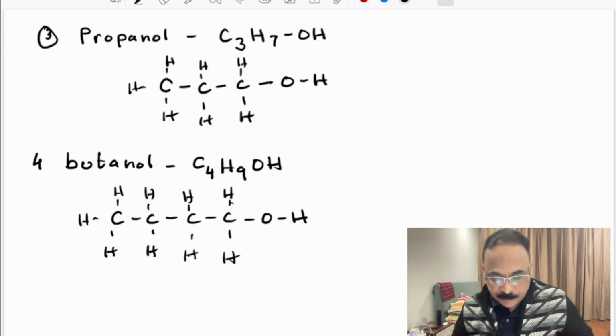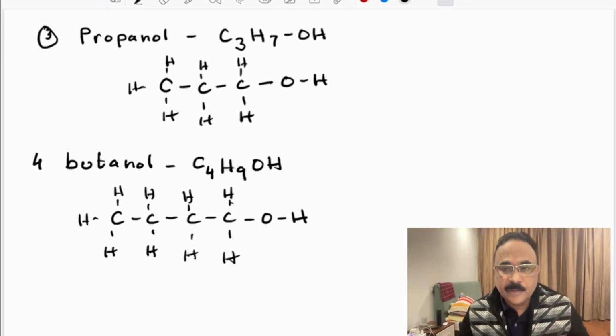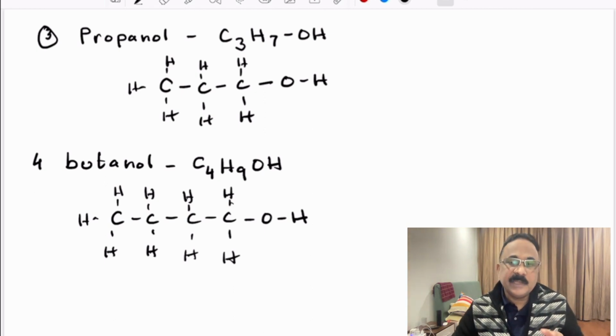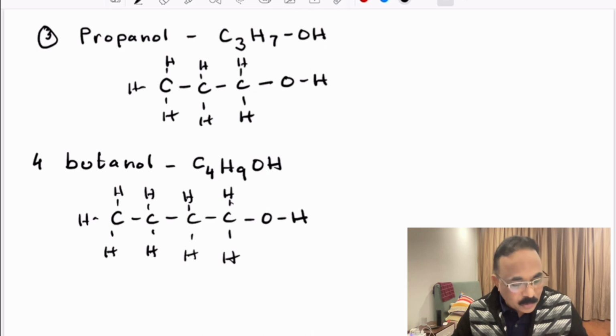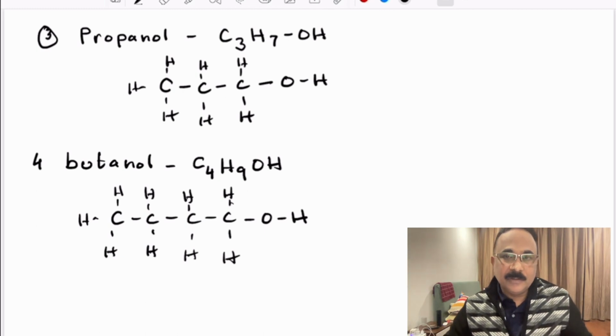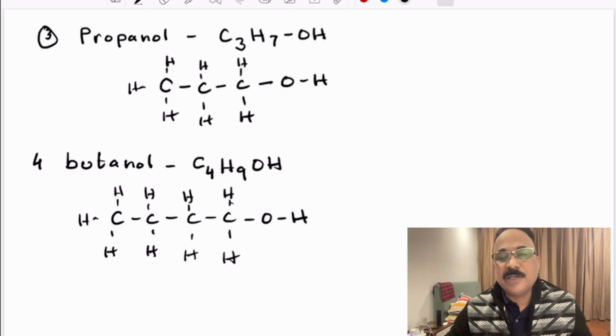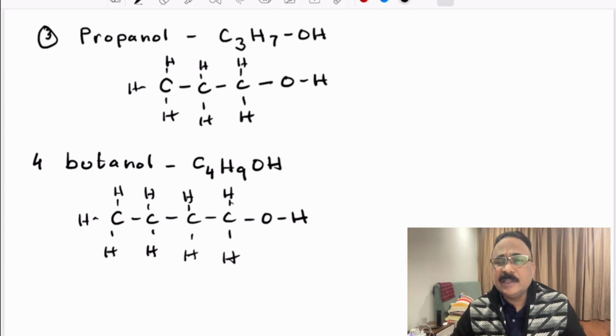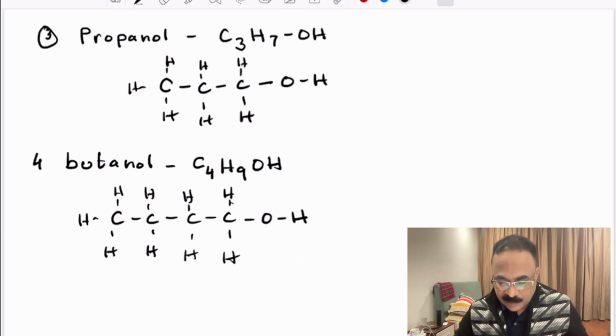Now let's move on to study how ethanol can be prepared. There are 2 basic methods through which ethanol can be prepared. One method is known as hydration of ethene, that is by addition reaction, and the second method that we are going to learn is by fermentation. So let's study them one by one. First of all, let's learn about hydration of ethene.